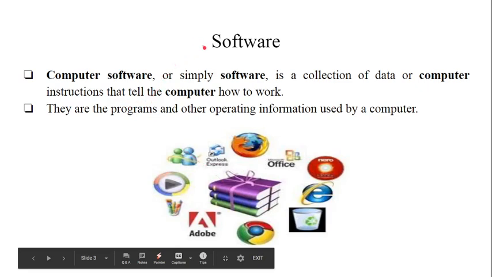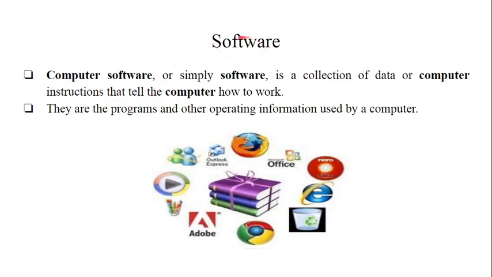Let us see what is a software. Software is a collection of programs or instructions that is given to the computer. A computer software or simply software is a collection of data or computer instructions that tell the computer how to work. They are the programs and other operating information used by the computer.